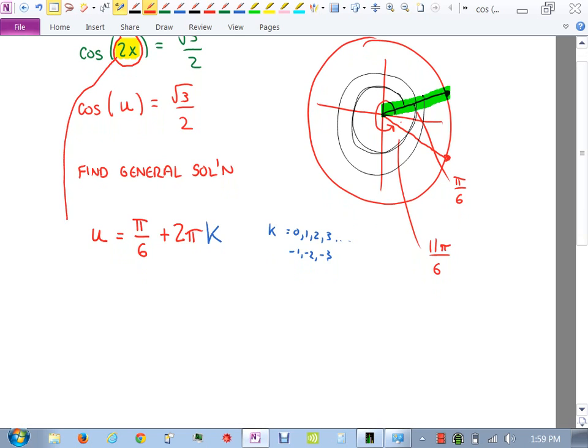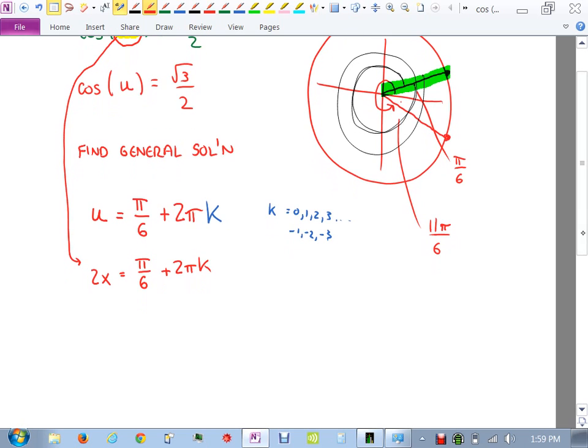Okay, now we're not done because we need to come back in here. We need to replace u with 2x. So 2x must be equal to pi over 6 plus 2 pi k. And then we have to divide everything through by 2 to get x. When I divide pi over 6 by 2, I get pi over 12. And when I divide 2 pi k by 2, I get pi k.